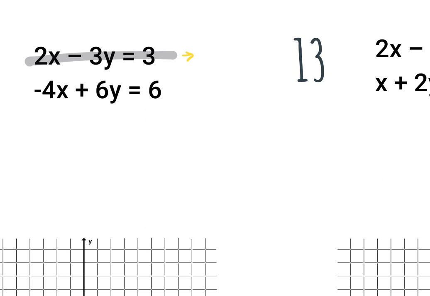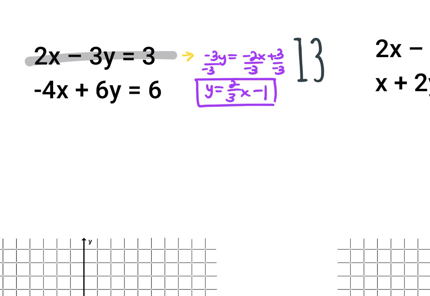So I'm going to solve for y. I'd get -3y equals -2x plus 3, and then divide everything by -3. And I get y equals 2/3 x minus 1. That's the first one. So solving for y. The second one, I'm going to do the same thing, solve for y. So 6y equals positive 4x, because I'd have to add it, plus 6, divide everything by 6, and y equals 2/3 x plus 1.